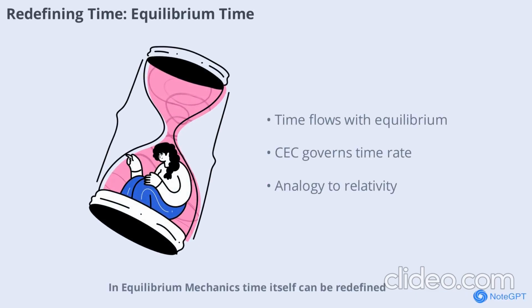In equilibrium mechanics, time itself can be redefined. Instead of being an external uniform parameter, equilibrium time flows according to the rate at which disequilibrium resolves. When a system is far from equilibrium, time ticks slowly. As it approaches balance, time accelerates. This is formalized by defining equilibrium time increments as proportional to the CEC, drawing analogies to proper time in relativity and the thermodynamic arrow of time.